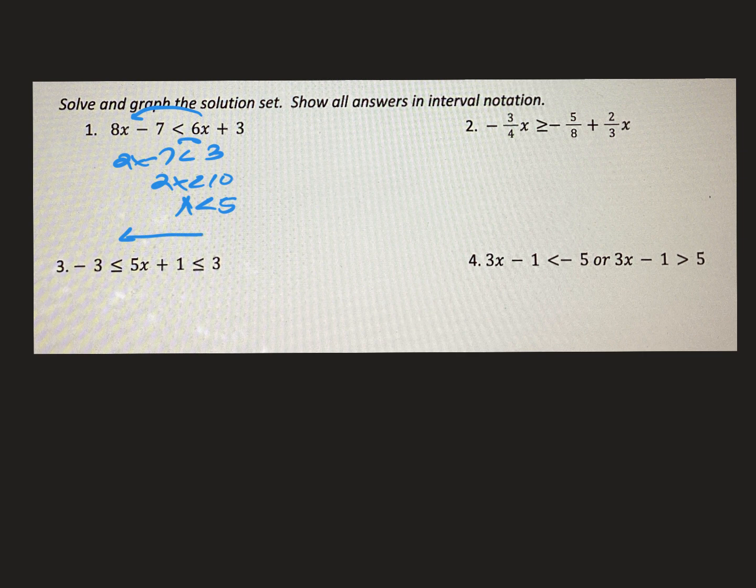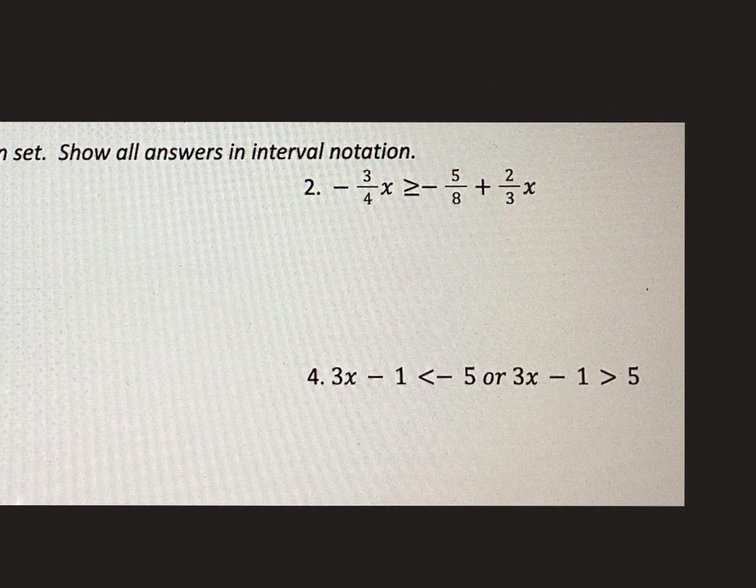Remember, you need the answers in 3 ways, 3 formats. The first is x is less than 5. The second one is your number line. And your third one is your interval notation, which would be from negative infinity to 5 with the parentheses because there's no equal sign.